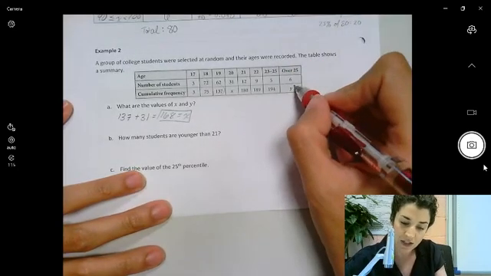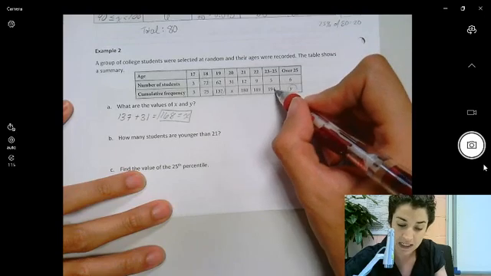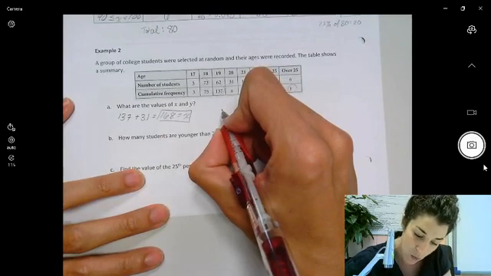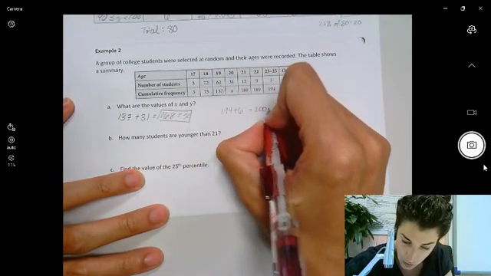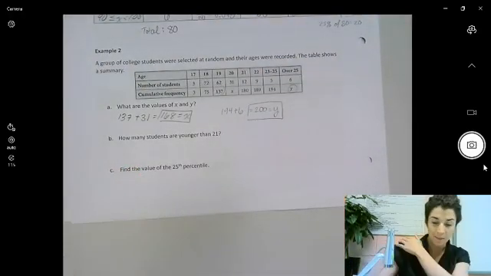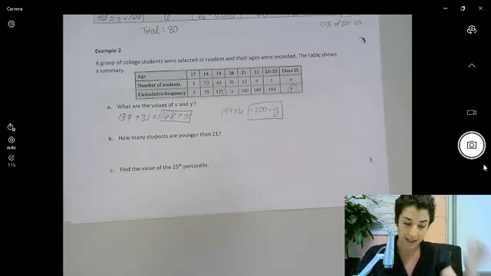Going through and looking at the pattern, I notice that my final total here is missing, and I know that I would obtain that by getting my frequency and adding it to my previous cumulative frequency. So I would take 194, add 6, and get 200. And there you go.